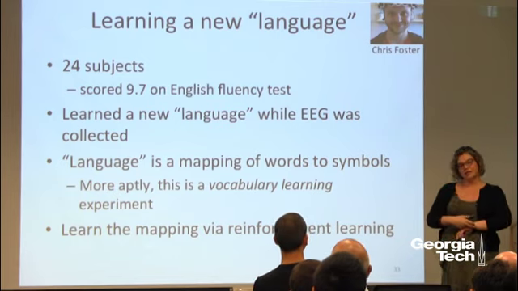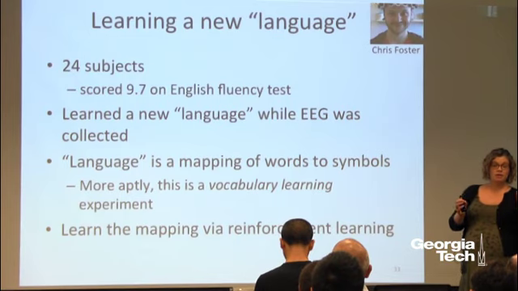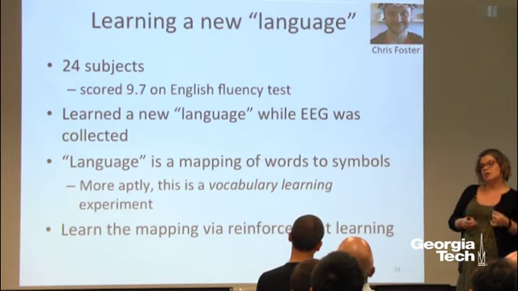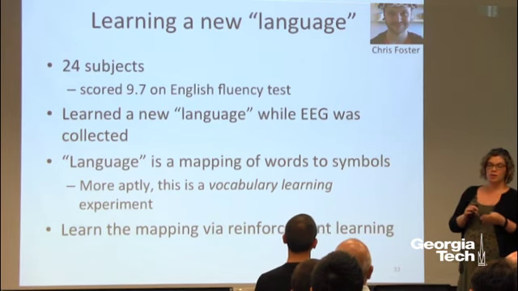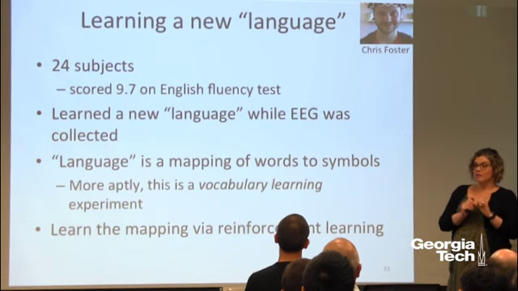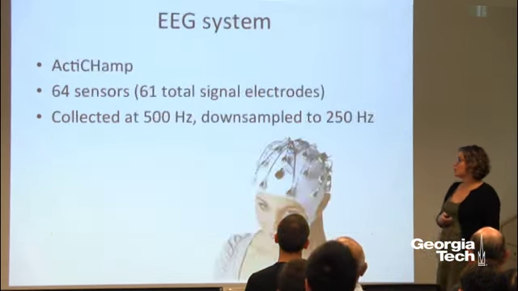Now at this point I need to give a caveat that this language is actually an incredibly simple mapping of symbol to word. So it's as if you're learning a new vocabulary. So you're learning which symbols map to words. We're not talking about grammar right now, we're not talking about syntax, none of that. We're just talking about word mappings. Right, and it's by reinforcement learning, which I'll make clear in a second.